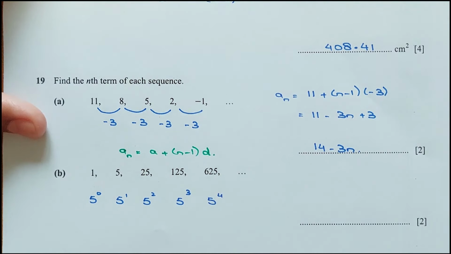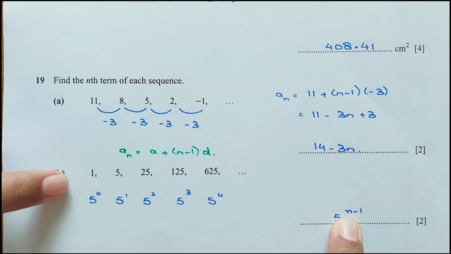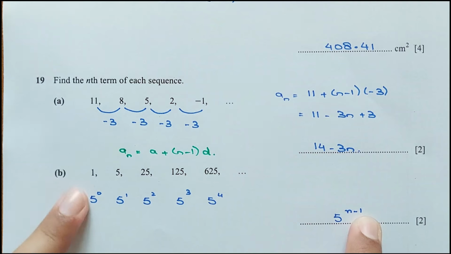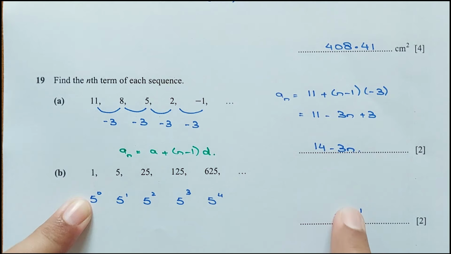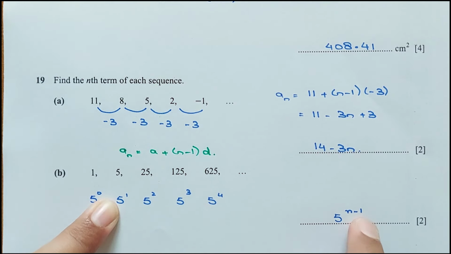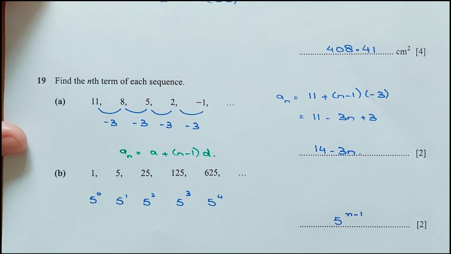So the nth term is 5 exponent not n, because when n is 1, the exponent is 0. So n minus 1. For the first term, we have n is 1, so 1 minus 1 is 0. For the first term we have 1, so 1 minus 1. For the second term, 2 minus 1. Third term, 3 minus 1. So you will get all the terms of the sequence. So this is 5 exponent n minus 1.